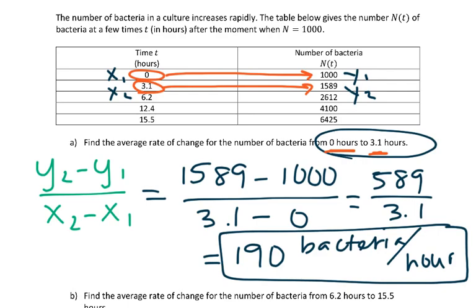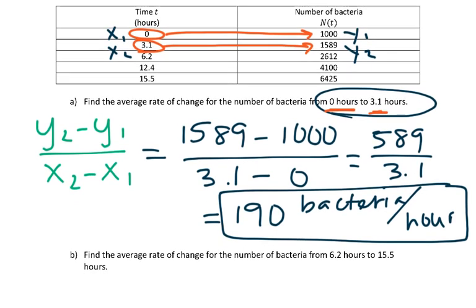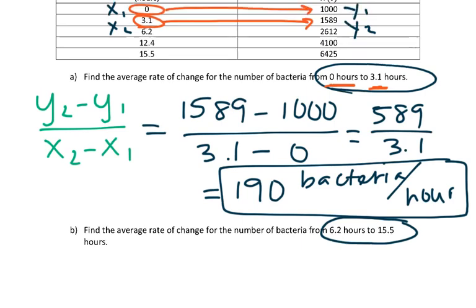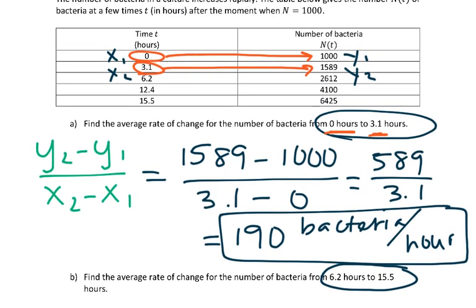Now we're going to look at part B, and it's a similar thing. Here they want to find the average rate of change, but now they give you different hours: 6.2 hours to 15.5 hours. But the idea is the same. We're going to do the same thing and take values from the chart. So let's go back up to this chart here.